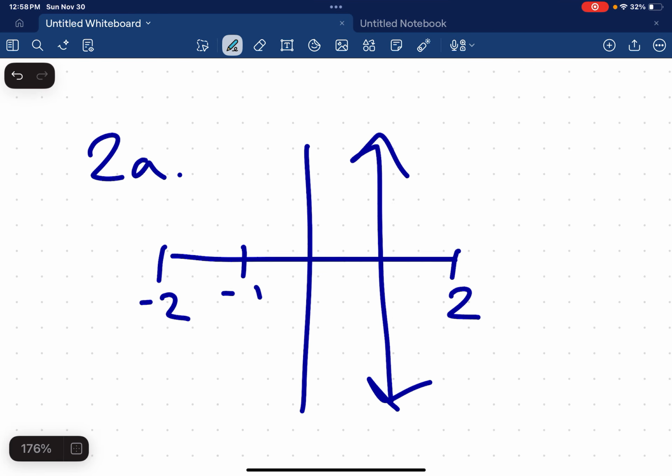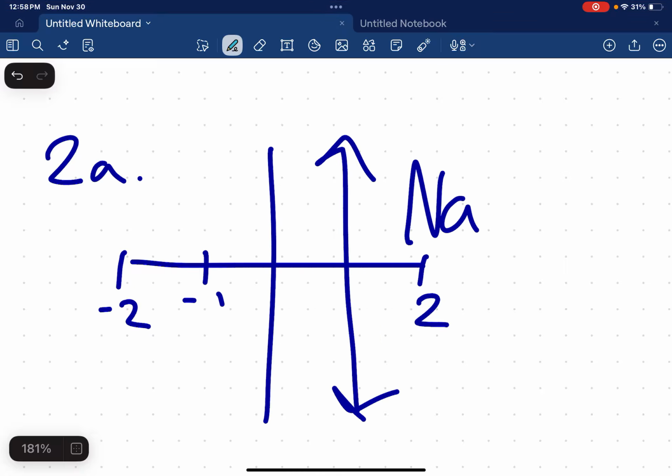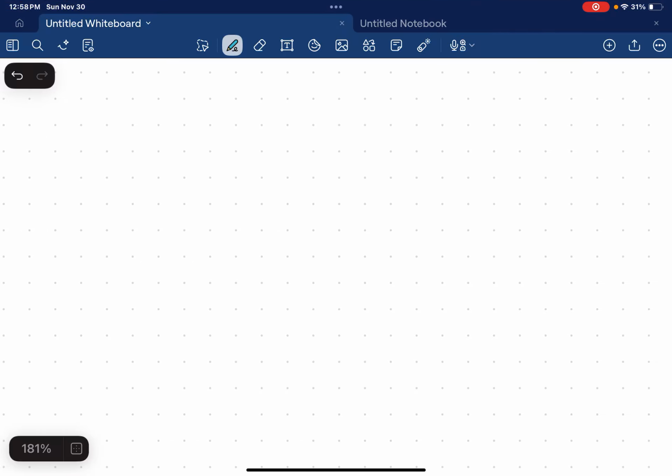And this is not a function. Remember, the way we can actually test whether something is a function or not is by doing the vertical line test. We draw a vertical line, and if it passes through 2 points, it is not a function. X equals 1 is a vertical line itself, so this just fails everywhere. 2b.